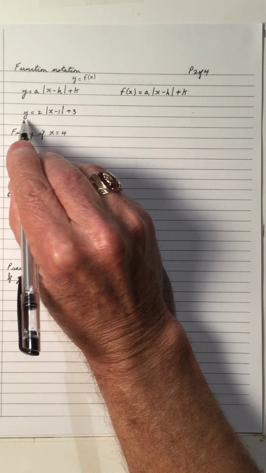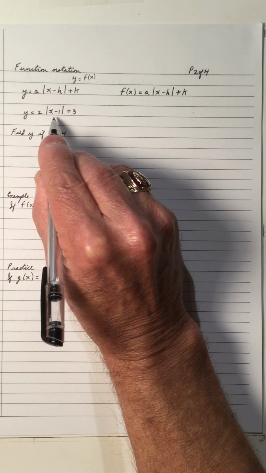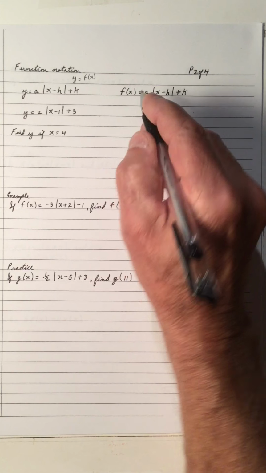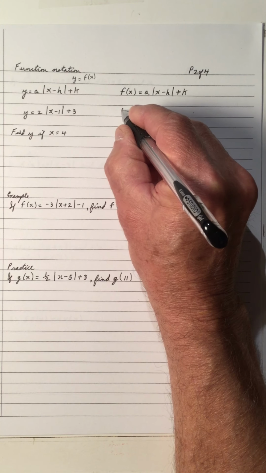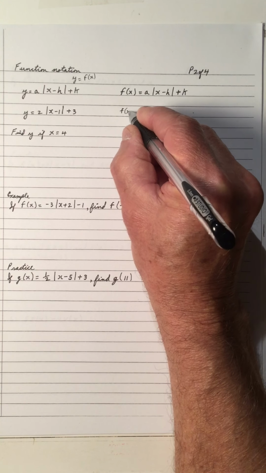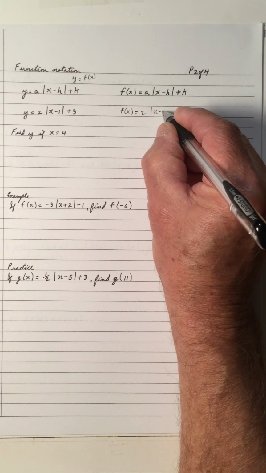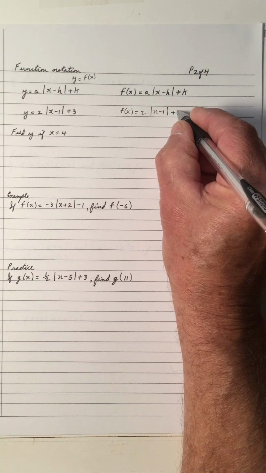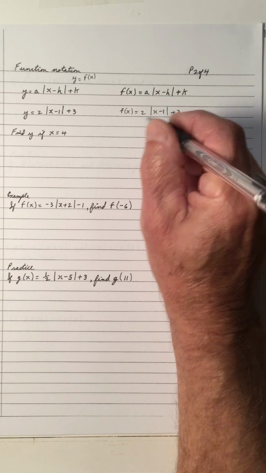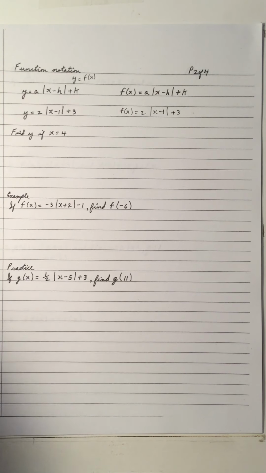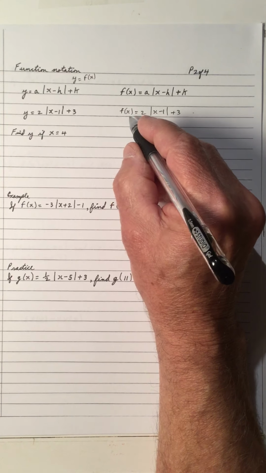So we have the equation y equals 2 times the absolute value of x minus 1, plus 3. So the function notation is f of x equals 2 absolute value of x minus 1 plus 3. So that's the function notation, y is f of x.